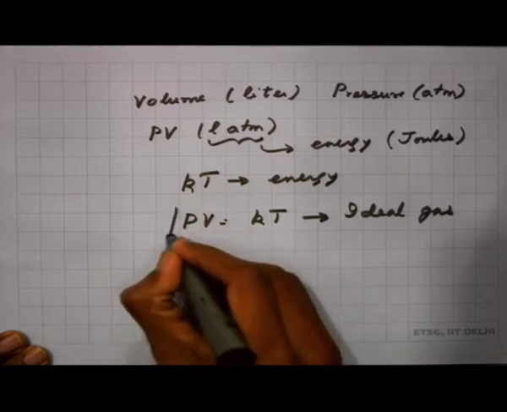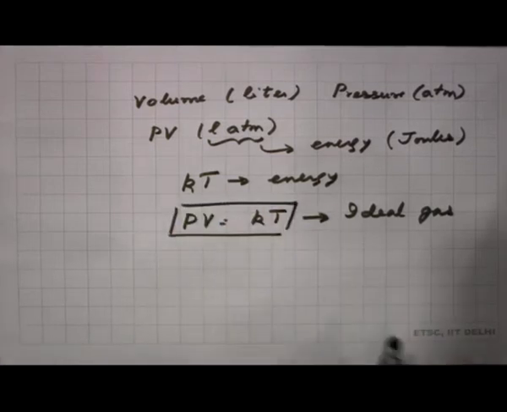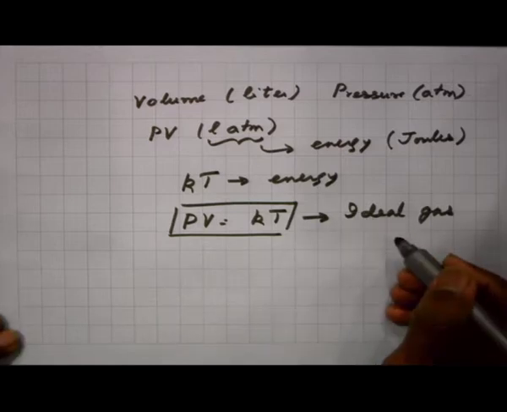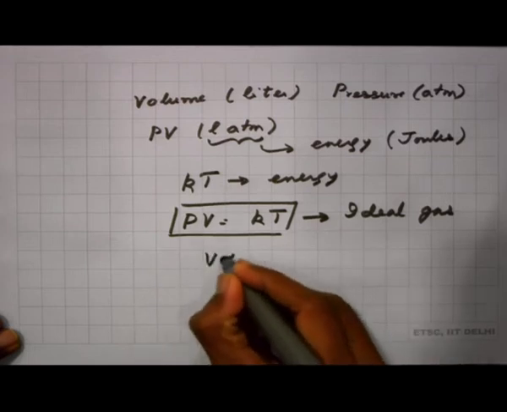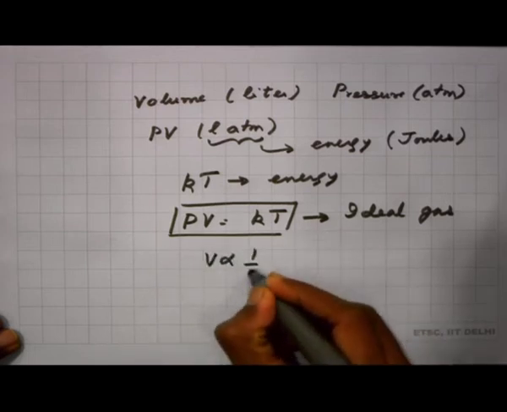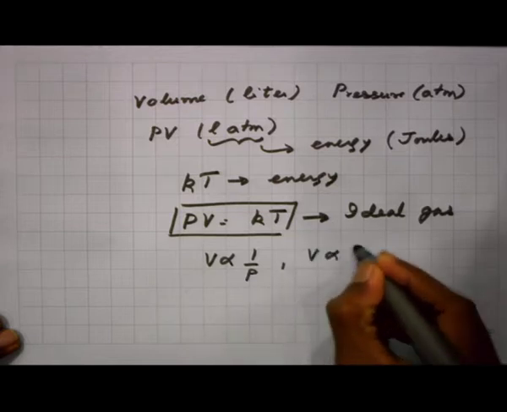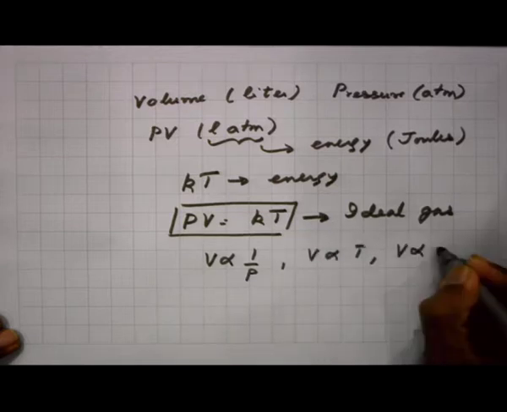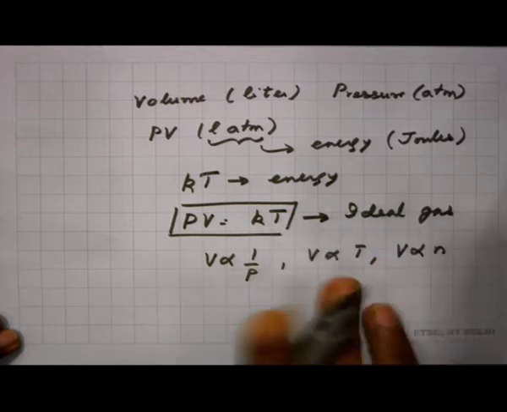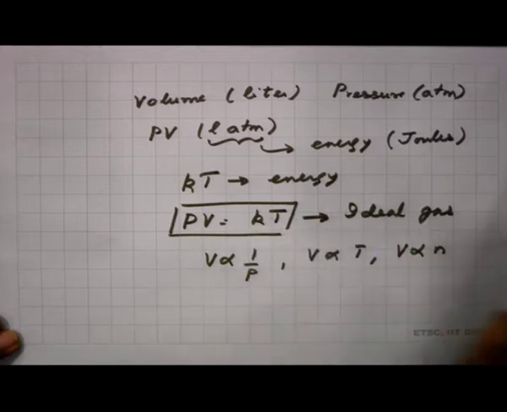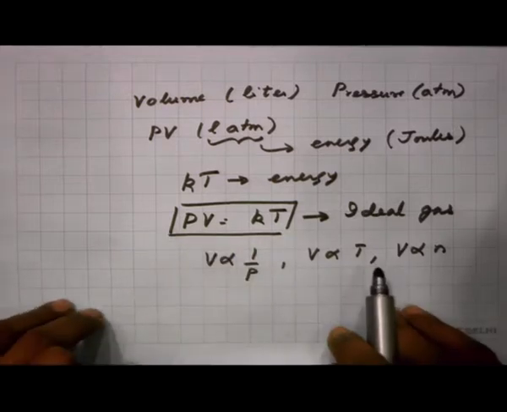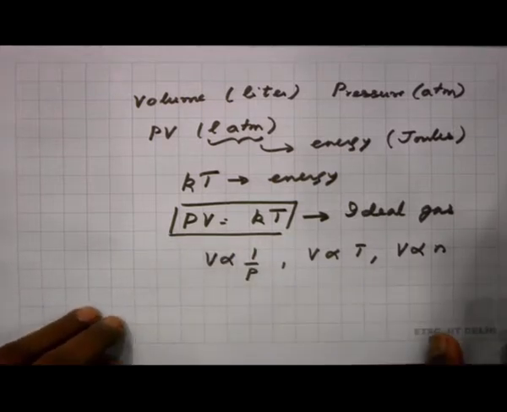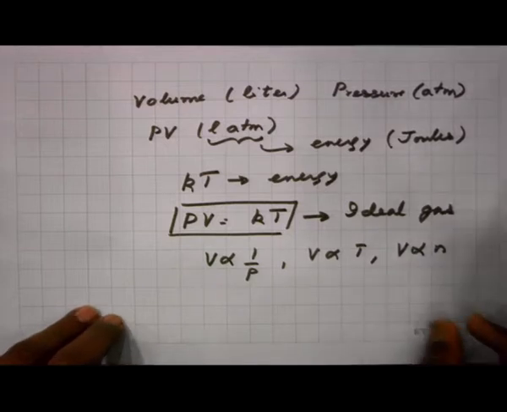If a gas satisfies this relation PV equals kT, it is called an ideal gas, and you can derive this in any way you wish. You can say that V is proportional to 1 over P, V is proportional to T, and V is proportional to N, and you will get this relationship for the ideal gas, but for the moment let us not worry about that derivation. Let us see if it is indeed really true by looking at some experimental values.